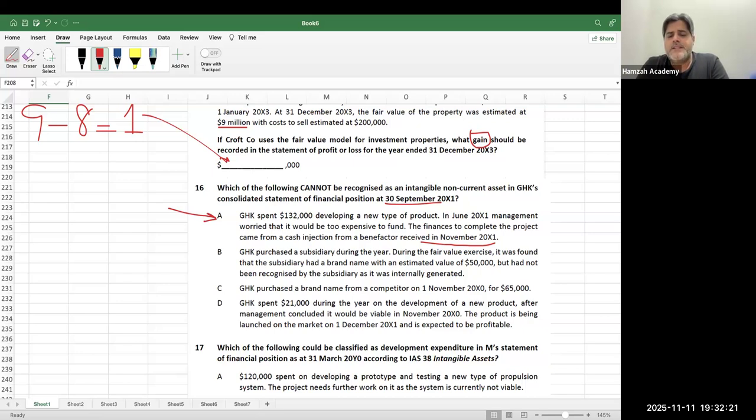For B, C, and D, let's see. GHK purchased a subsidiary during the year. In the fair value exercise, it was found that the subsidiary has a brand name externally acquired, we can record. GHK purchased a brand name, explicitly bought the brand, record as an asset. GHK spent 21,000 during the year on the development of a new product after the management concluded it would be viable in November 20x0. The product is launched on the market on 1st December. Fine. You are sure at the year end that it's going to be profitable. So yes, you can capitalize. So it's going to be option A, where you are not yet sure about what to do over here, right?